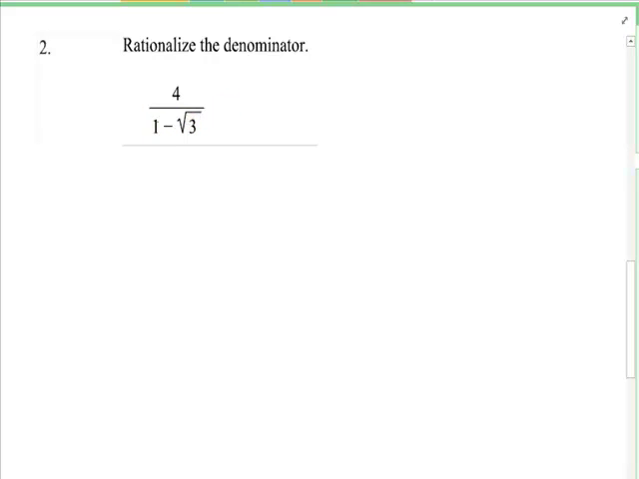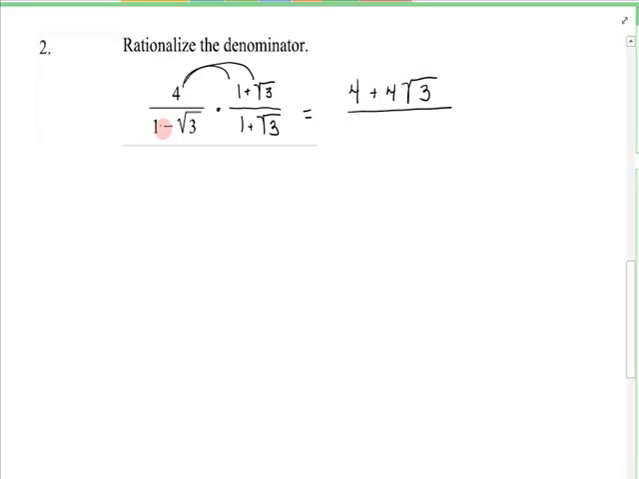When you have a radical and another term in the bottom, to rationalize that, you're going to use the conjugate, which in this case is 1 plus the square root of 3. Because this is a rational number, I'm just going to use the distributive property. 4 times 1 is 4. 4 times the square root of 3 is indeed 4 times the square root of 3.